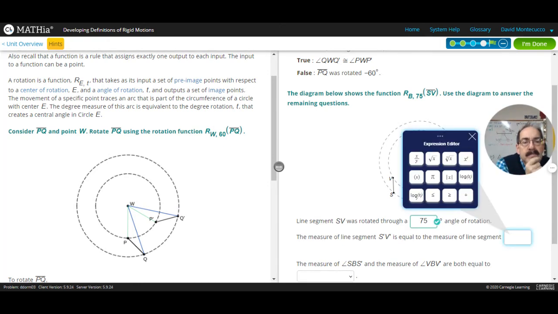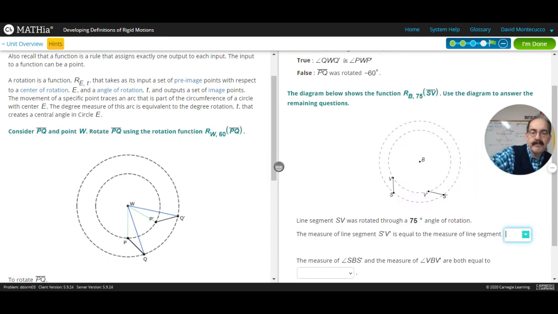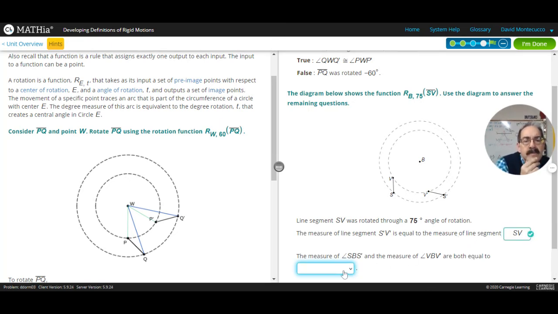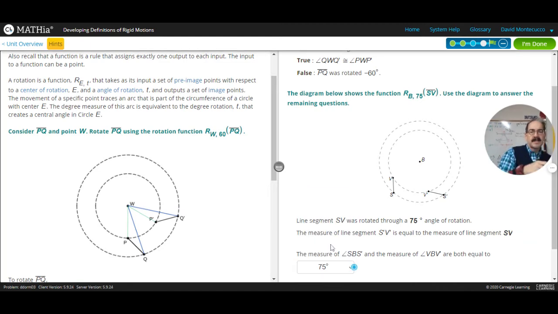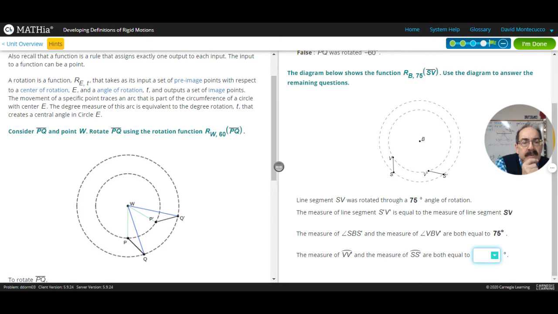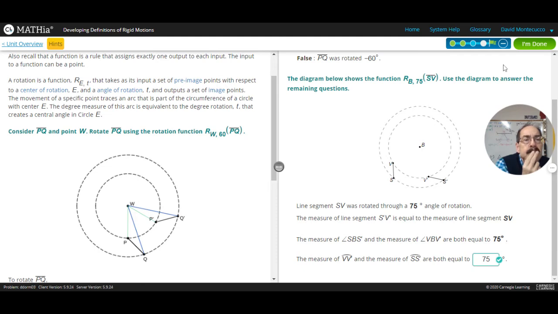Okay, S prime V prime. S prime V prime is equal to the measure of SV. And the measure of the angle have to be equal to the +75, and they have to be both equal to VV, 75. Yep. Cool.